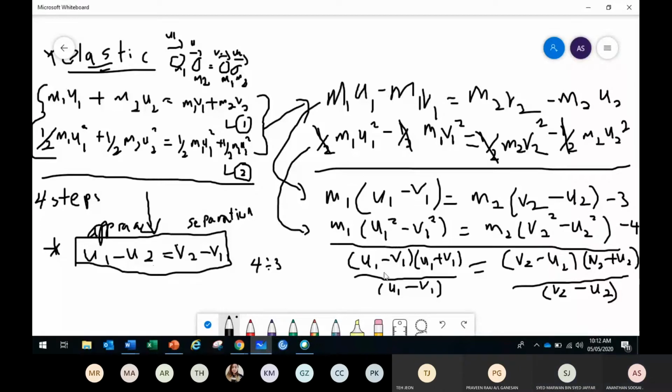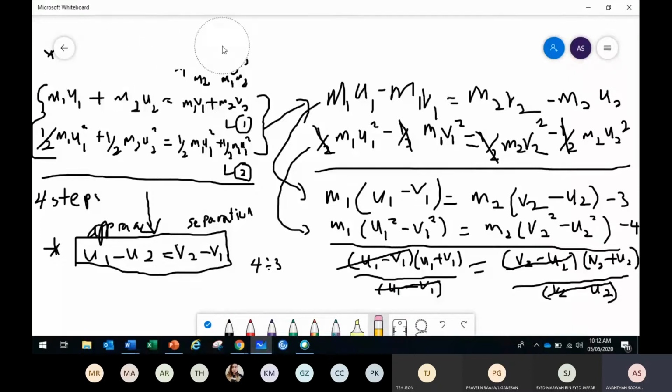Okay, I think it is one step away for this equation. So what do we do? We cancel this, because this is the same. V2 minus U2, V2 minus U2, we cancel. So what are we left with? Okay, let me rub this, I need some space. So right here, let's just rub this.